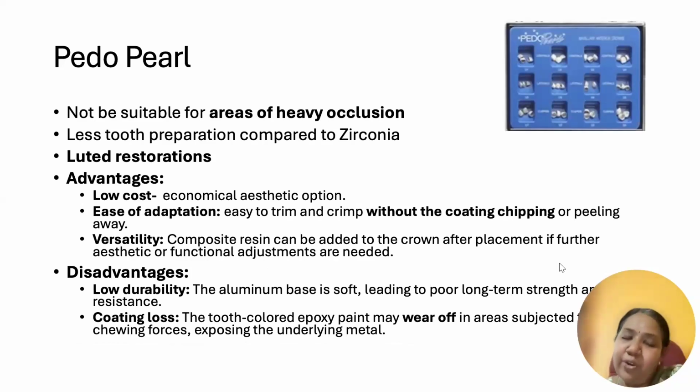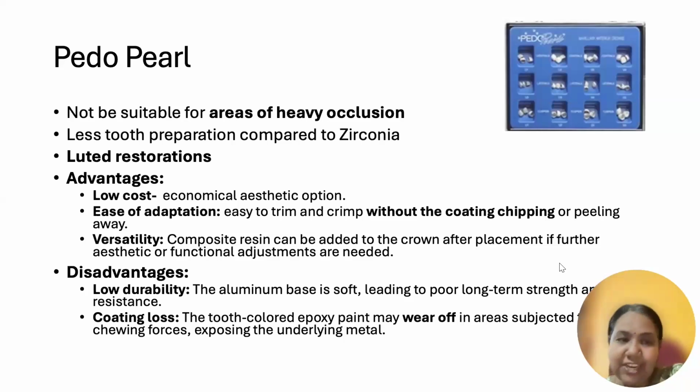But we will not be able to use these crowns in areas of heavy occlusion, and they require much less tooth preparation when compared to zirconia. So they are, of course, rooted restorations, like we have understood. They are similar to a stainless steel crown, but made with aluminium.